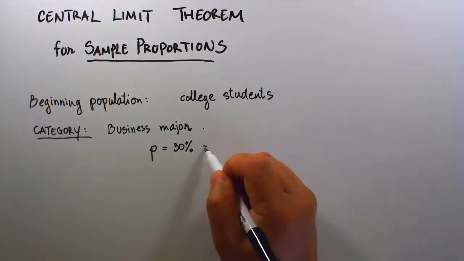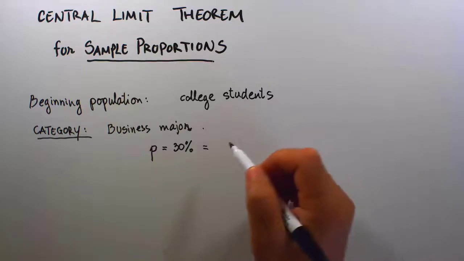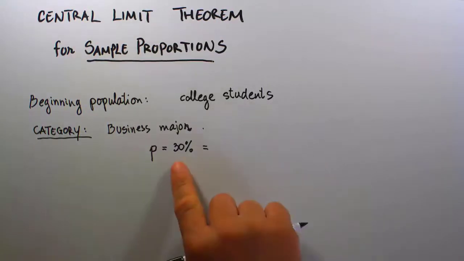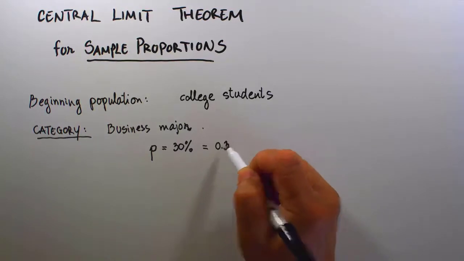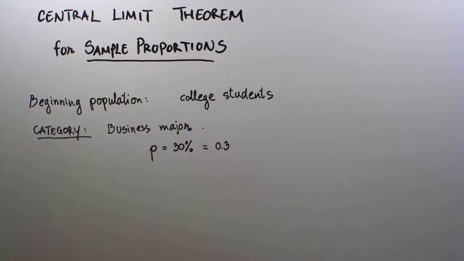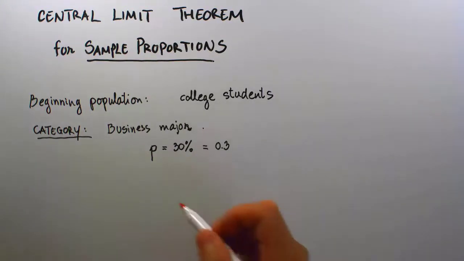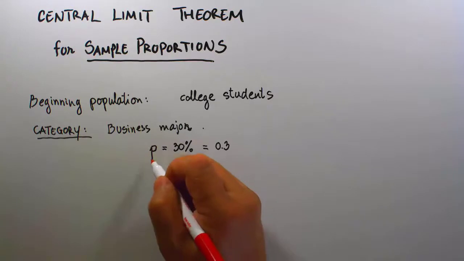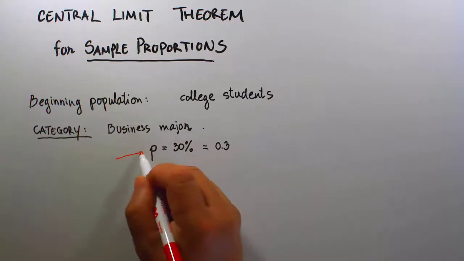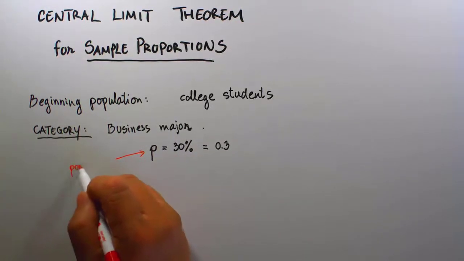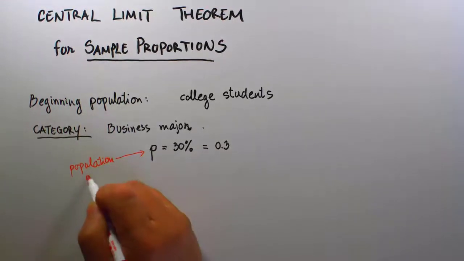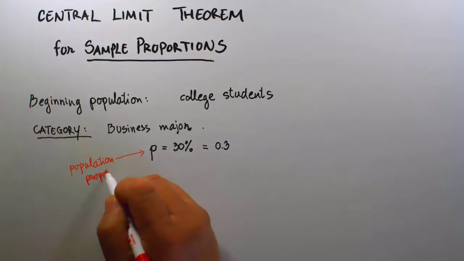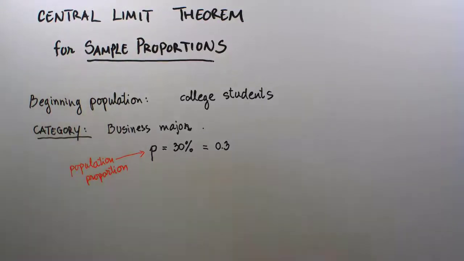And for all calculations later on in the problem, we are going to be using these proportions in decimals. So I am going to put that 30% in decimal, 0.3. But so once again, right from the beginning description of the problem, this is a population proportion, so here I'm labeling it population proportion.